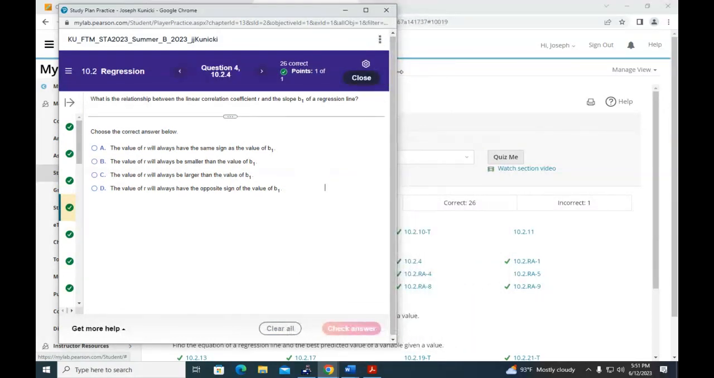What's the relationship between the linear correlation coefficient R and the slope B1 of the regression line? I've said it a couple times. They always have the same what? Same sign. So A.